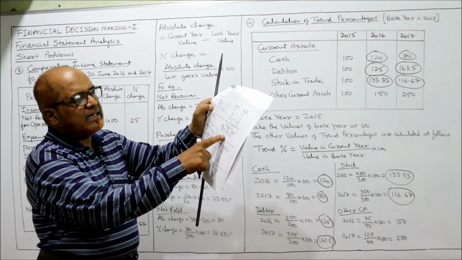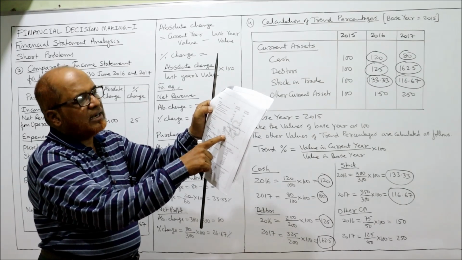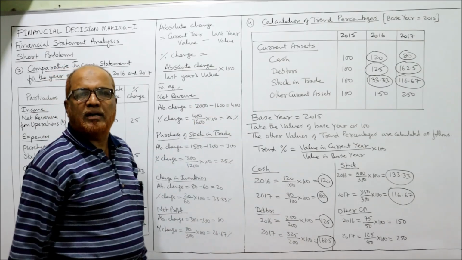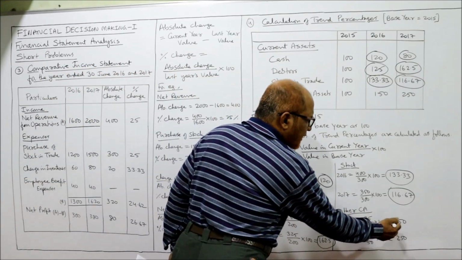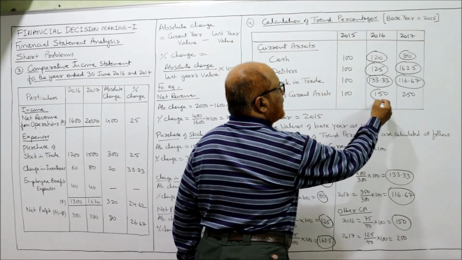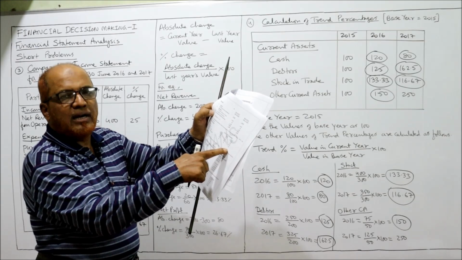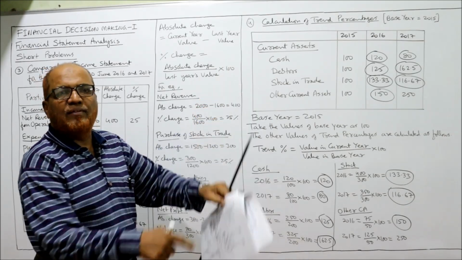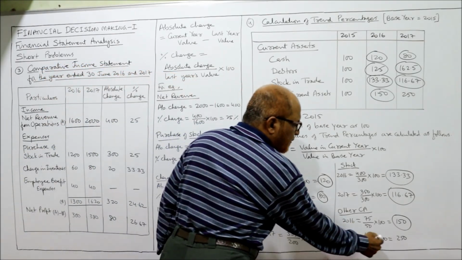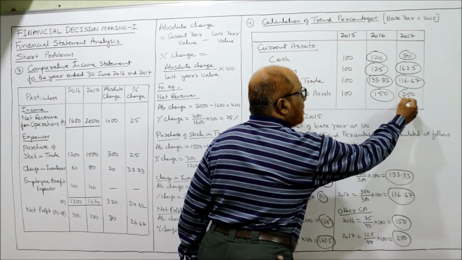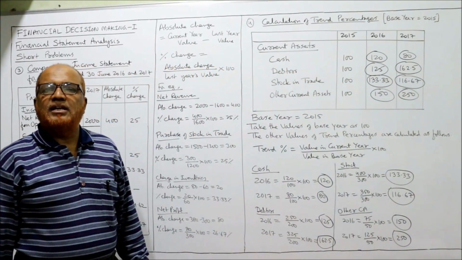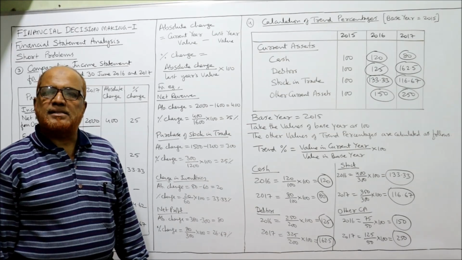For 2016, it is 75. So 75 by 50 into 100, 150. So we have taken 150. Last and final, the other current assets for 2017 are 125. So 125 by 50 into 100, 250. That's all. These are called trend percentages.